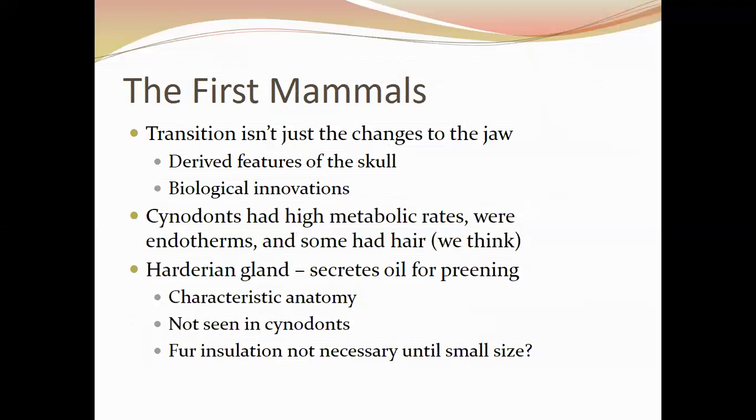The cynodonts, once again, do not have it. We believe, though, that they did have whiskers and other hair, but that their hair didn't do insulation, whereas the hair of mammals does insulation. So perhaps what we're looking for in mammals is not just hair, but hair for insulation, and then mammary glands for lactation and suckling.